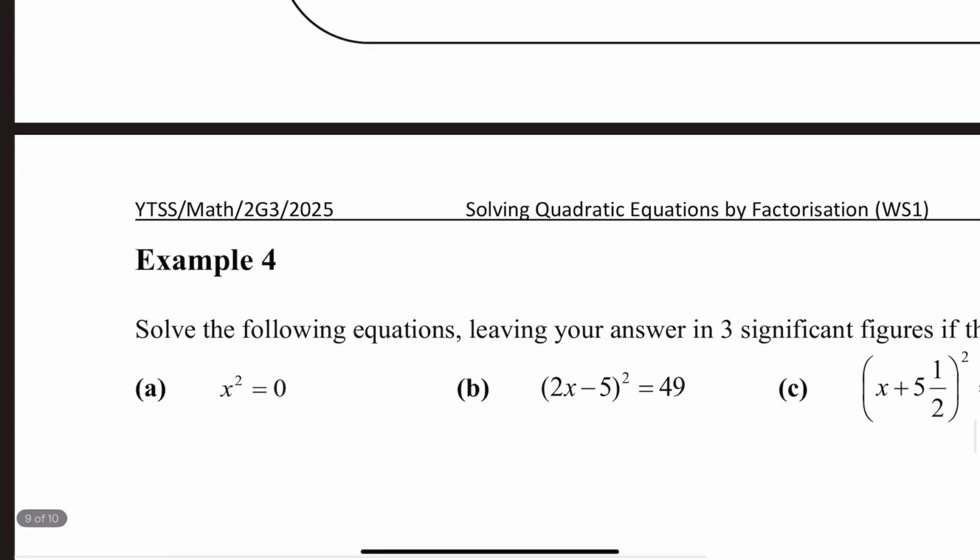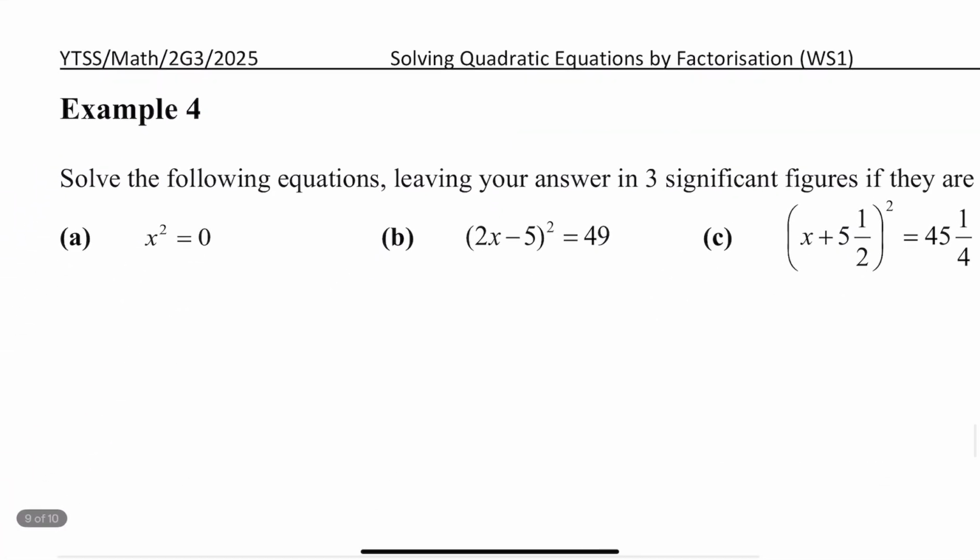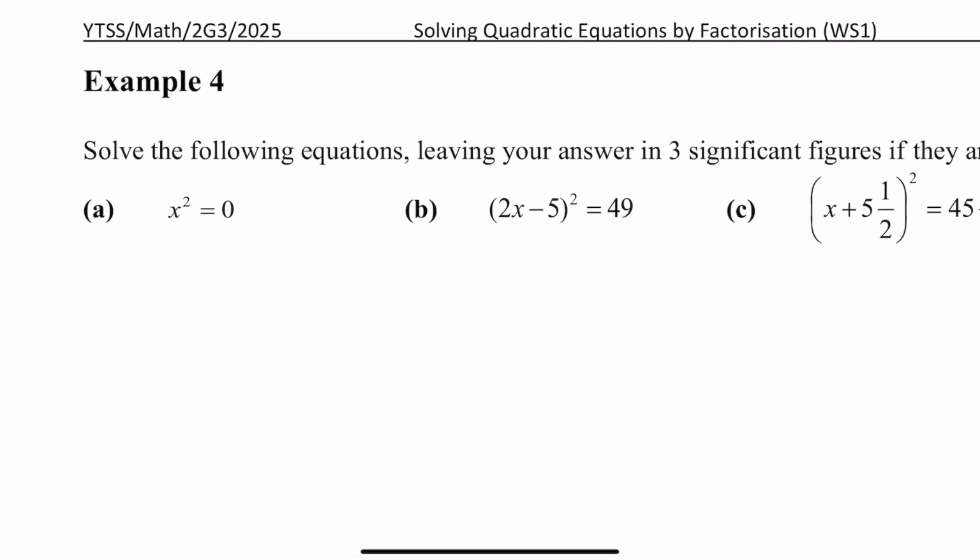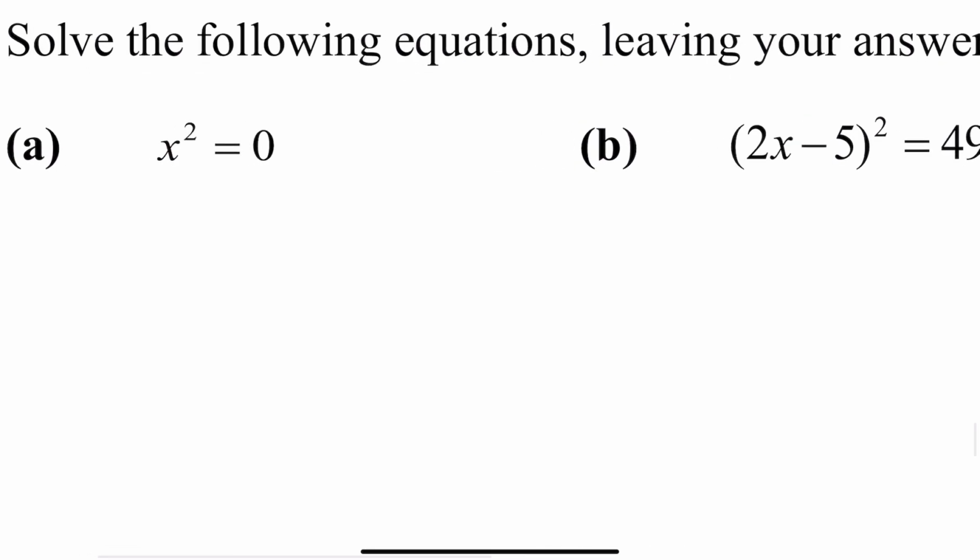Okay, so now let's look at example 4 now on page number 9. Okay, let's look at example 4. It should be very simple. X squared equals to 0. X equals to, we square root both sides, this should be plus minus 0, but there is no such thing as plus or negative 0, so this is directly equals to 0.